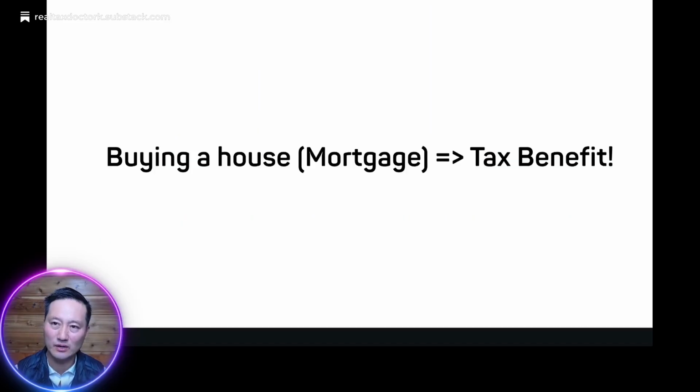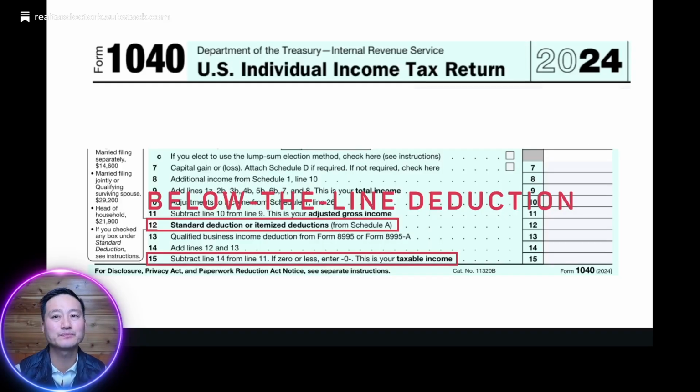Have you ever wondered what people meant when they say, "Hey, buy a house to save on taxes"? This is exactly how you save on taxes. When you buy a house, the mortgage interest payment portion is what gives you the below the line deduction, and that's what gets you the tax benefit by lowering your taxable income.